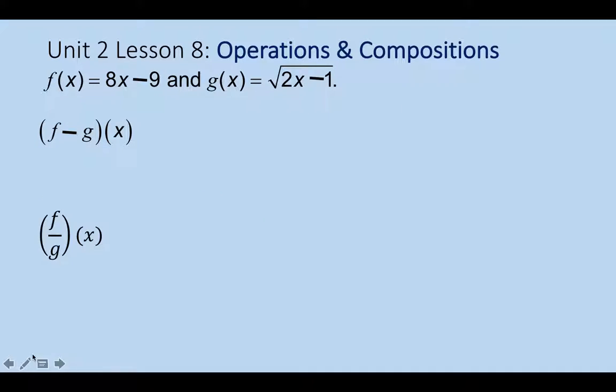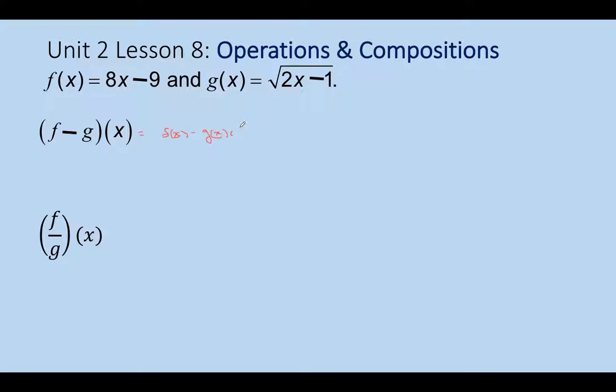All right, moving on to some similar but different things. I got two different functions here. I've got 8x minus 9, and also g of x is radical 2x minus 1. So kind of same principle here, except this time instead of a number, I keep my variable. So what does this look like? Well, f minus g of x. It's going to be basically like f of x minus g of x.